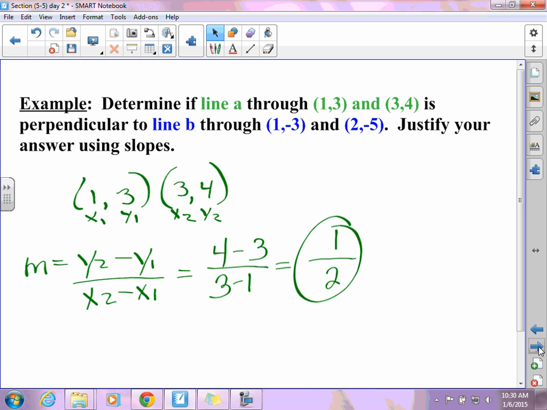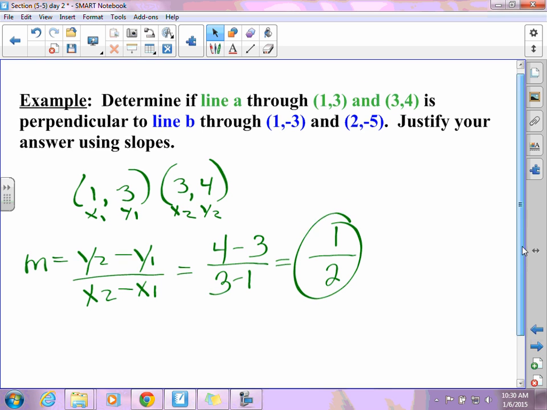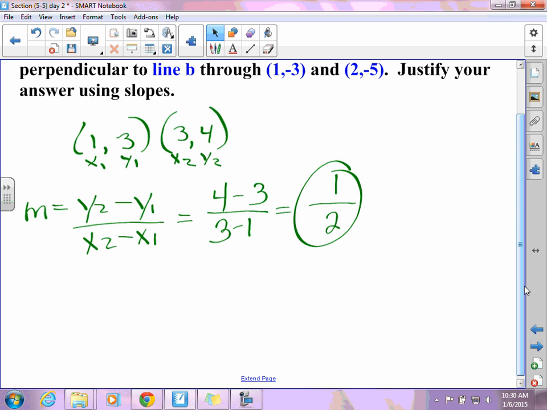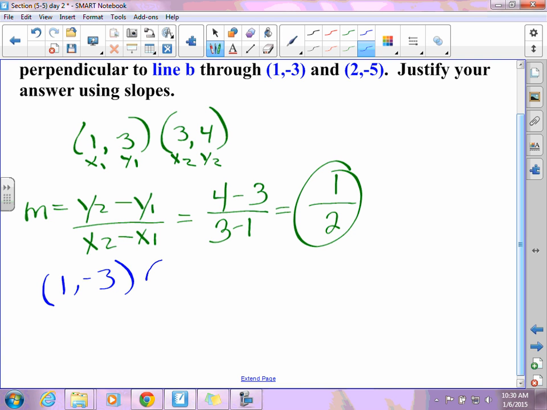Now I'm going to take my blue line. And I've got 1 comma negative 3, 2 comma negative 5. And it's great. I'm looking at a lot of you. You're not even looking up here. You're just doing it, and then you pair up at the end and make sure your answer's right. That's good. That means you know what you're doing.